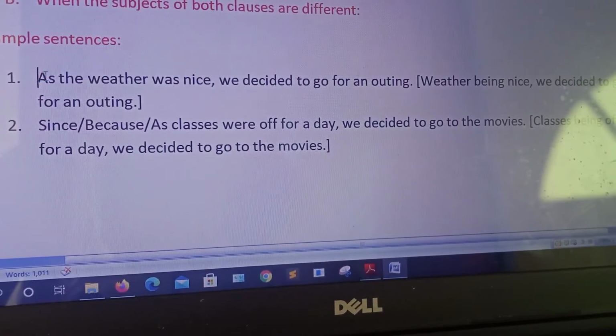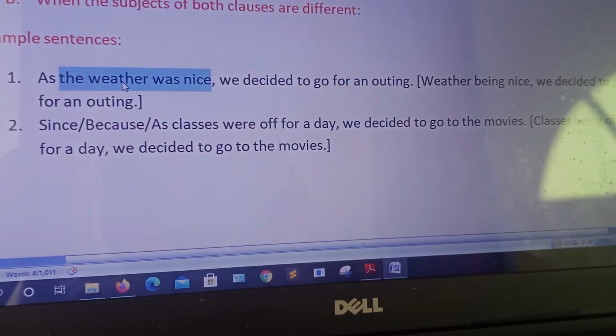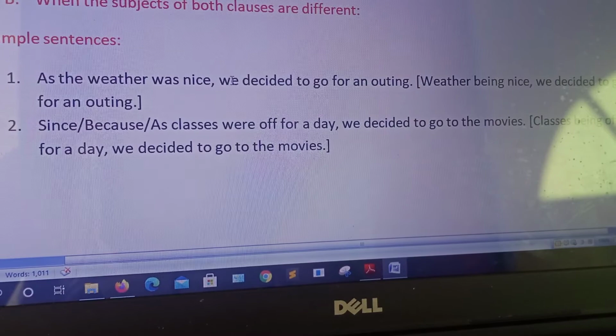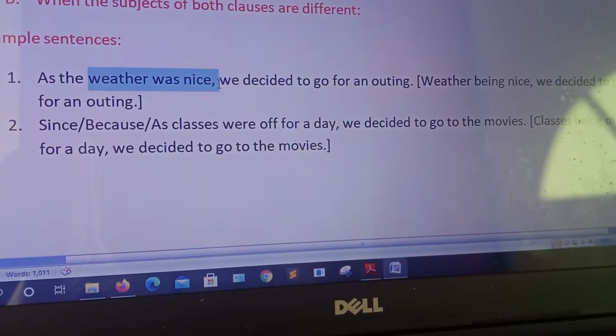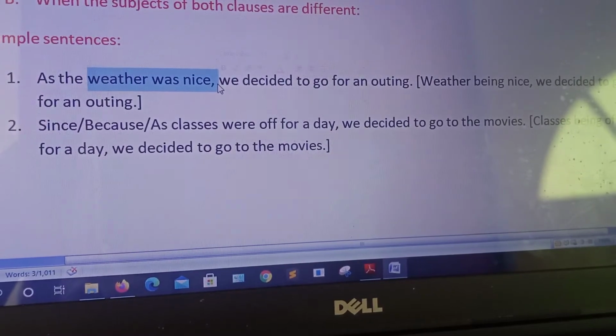See, as is the adverb clause of cause, so we need to remove it. So now we are left with the weather was nice. We cannot remove the subject here because these two clauses have different subjects. So, weather being nice, we decided to go for an outing.